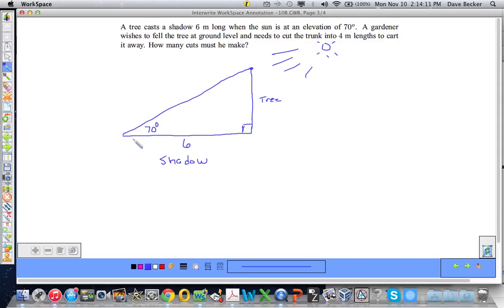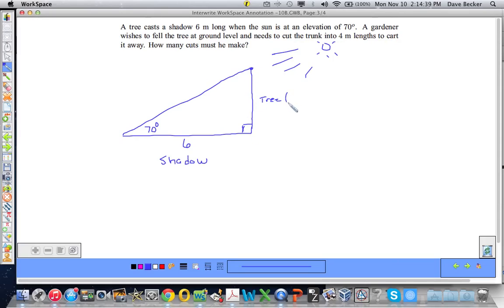Okay. A gardener wishes to fell the tree. That means chop it down at ground level. So they're going to, right at the ground, take a chainsaw and go whoop, right there, and needs to cut the trunk into 4-meter lengths to cart it away. How many cuts must he make? Well, I don't know how many cuts he must make unless I know the height of the tree.